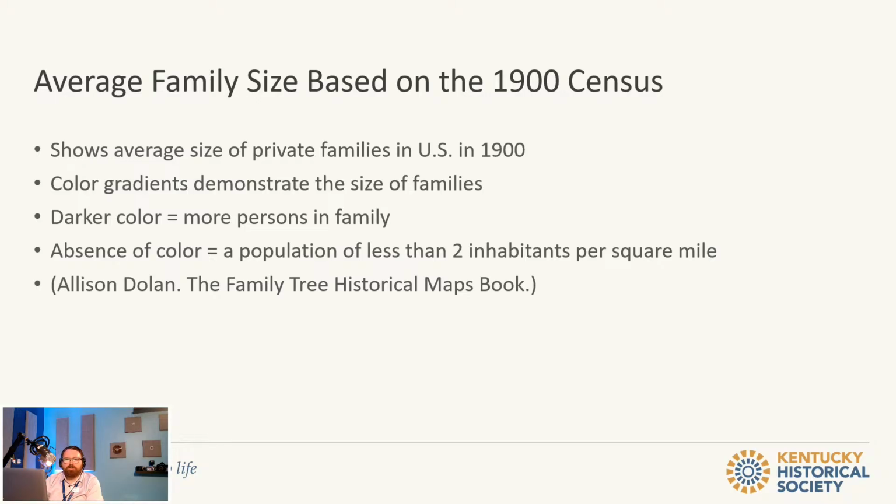And then there's average family size based on the 1900 census. It shows the average size of private families in the U.S. in 1900. And then there's going to be color gradients that demonstrate the size of families. The darker color equals more persons in the family or in the household. And then basically the absence of color means that the population of that square mile they're calculating has less than 2 inhabitants. So there's basically hardly anybody.